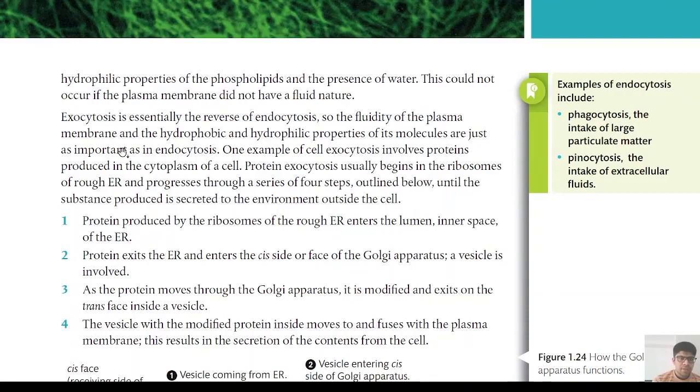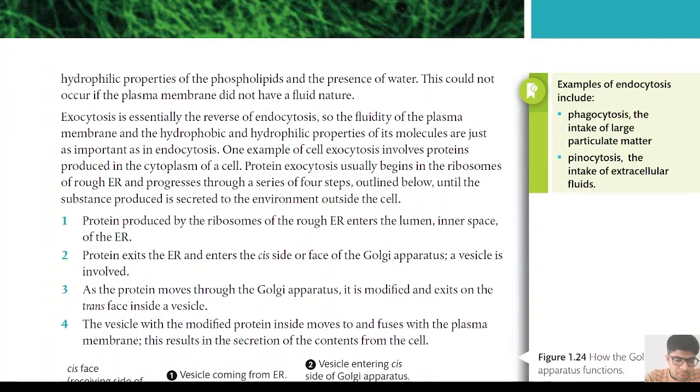So exocytosis is essentially the reverse of endocytosis. The fluidity of the plasma membrane and the hydrophobic and hydrophilic properties of its molecules are just as important as in endocytosis. One example of exocytosis involves a protein produced in the cytoplasm of the cell. Protein exocytosis usually begins in the ribosomes of the rough endoplasmic reticulum and progresses through a series of four steps, which are outlined below, until the substance produced is secreted to the environment outside the cell.